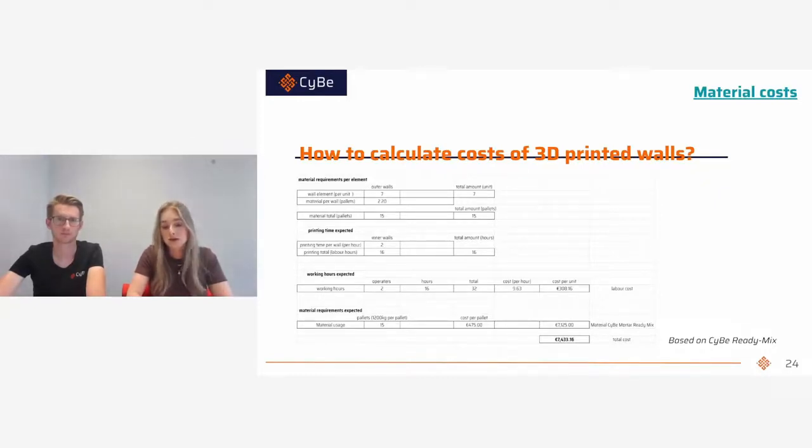The total material that is required costs around 475 euros per pallet, which comes to a total of 7,125 euros. These prices are based on the Siebe Mortar ready mix. So this means that they can be lower if you produce the material locally, for example with our Siebe powder pack. In total, this brings up a labor and material price for the printed walls of 7,433 euros. So now we know we can take this number into account with the direct building cost.